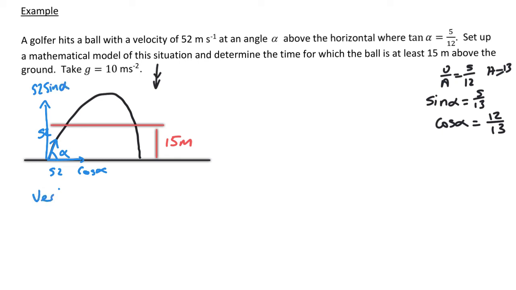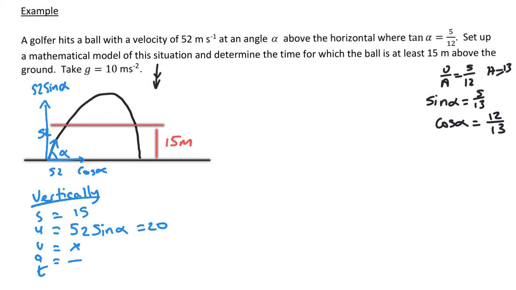So if we look at the vertical components and look at SUVAT, the vertical distance is 15. The initial velocity is 52 sin alpha, which is 52 times 5 over 13, which is 20. The final velocity we don't know about. The acceleration is minus 10 because we're taking up to be positive, and then the time taken is what we're looking for. So we can apply s equals ut plus a half at squared.